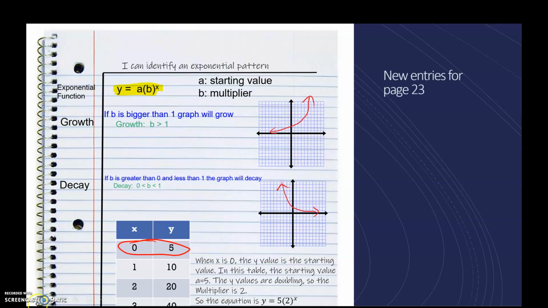And this is how I get this equation down here at the bottom. The 5 went into the A position because it was the starting value. And the 2 went into the B position because it was doubling. That was the multiplier. And you just have to get used to where this is. And notice there's a little x that's on the exponent of the multiplier. That's what makes something exponential.